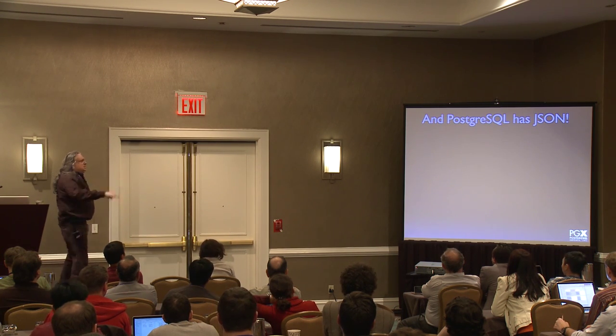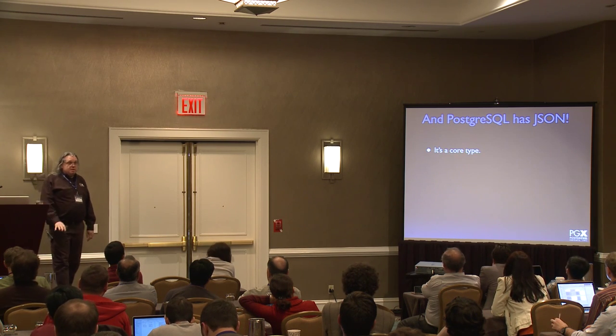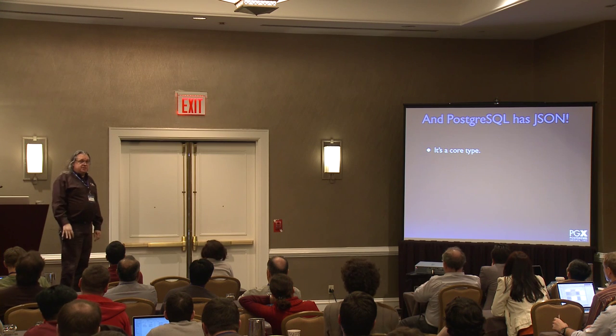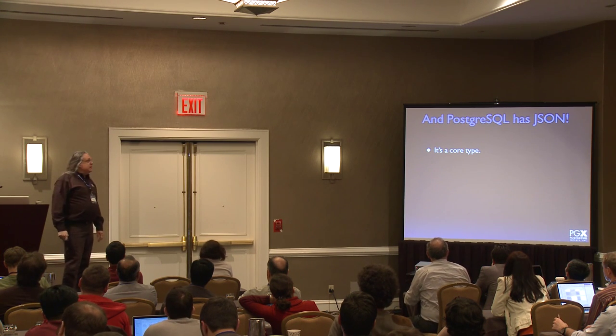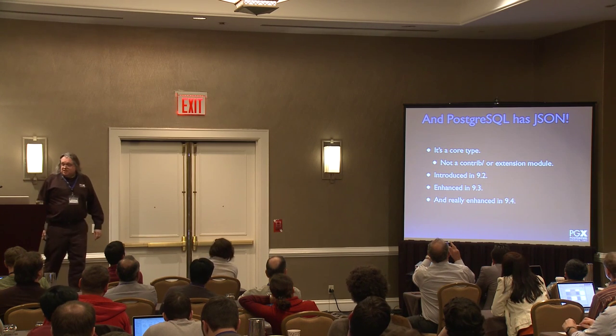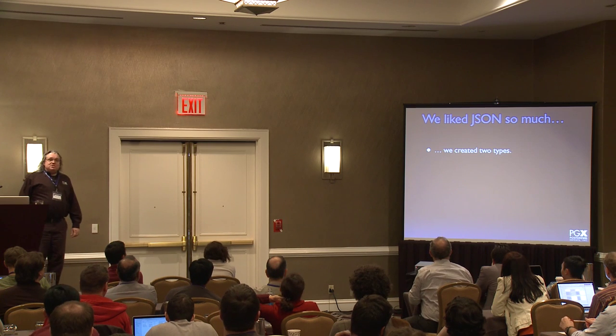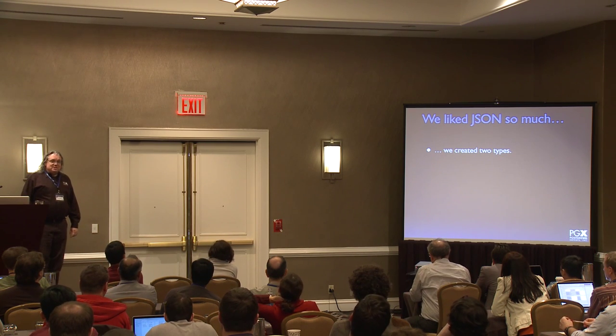But what this talk is about is that PostgreSQL has JSON. It's a core type. It's not a contrib module, it's not an extension. You boot up Postgres, it's there. It was introduced in 9.2, and we enhanced it in 9.3, and then in 9.4 it got really very cool. And we liked it so much there are actually 2 JSON types in Postgres.